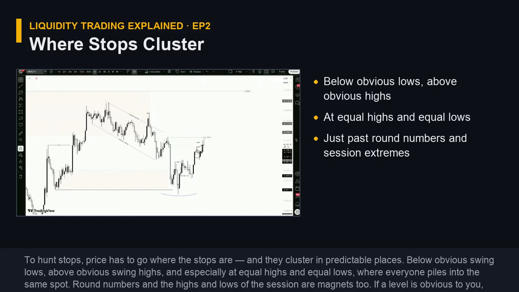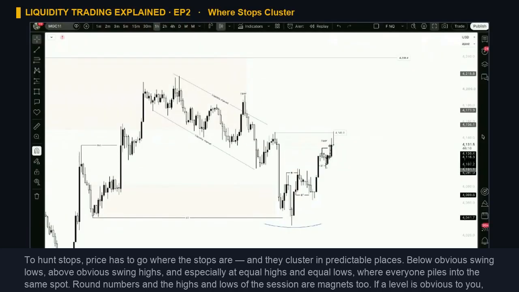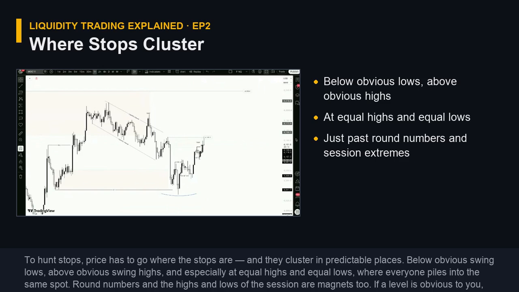To hunt stops, price has to go where the stops are, and they cluster in predictable places. Below obvious swing lows, above obvious swing highs, and especially at equal highs and equal lows, where everyone piles into the same spot. Round numbers and the highs and lows of the session are magnets too. If a level is obvious to you, it's obvious to everyone, and that's exactly why it gets swept.